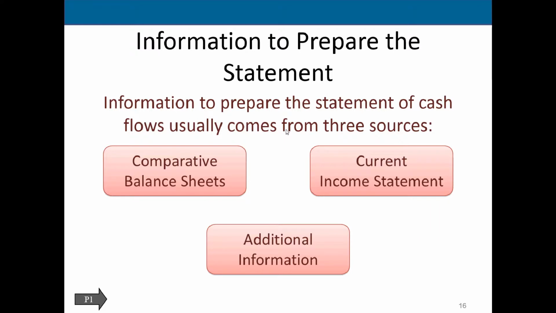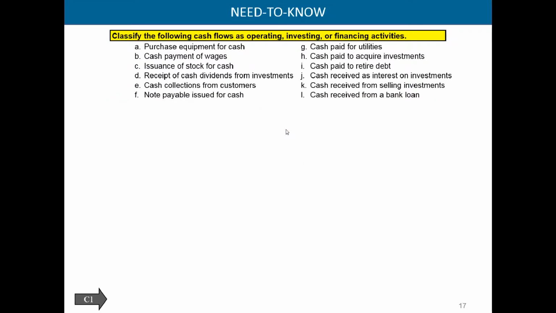The information that you must have in order to prepare this statement is, one, a comparative balance sheet. It has to be comparative. You can't just use a balance sheet from this year. You've got to have a balance sheet from this year and last year. And the reason is because, number one, you have to be able to compute the difference in cash to make sure that you're doing this right. But there are a few other accounts that we also need to look at the difference in. Two, you must have a current income statement, and then of course there's always going to be some additional information.